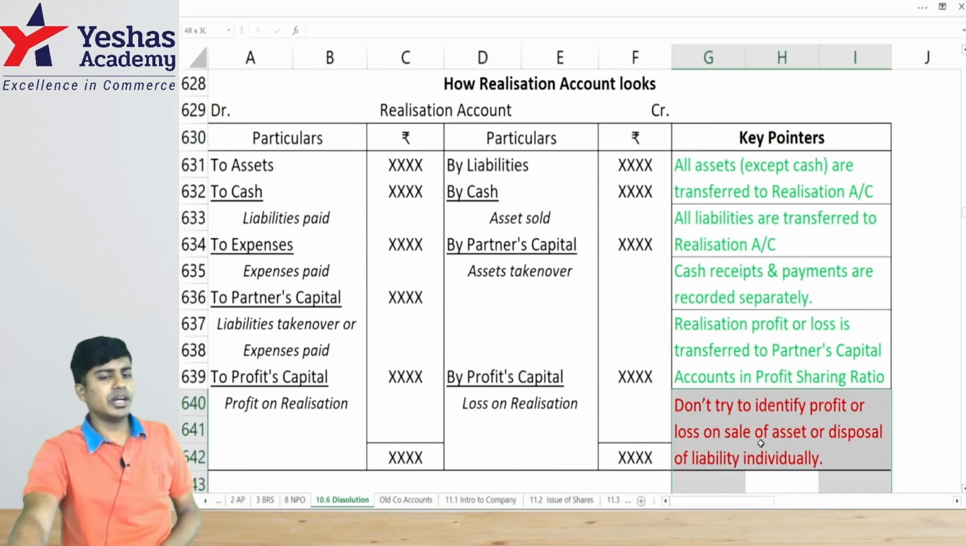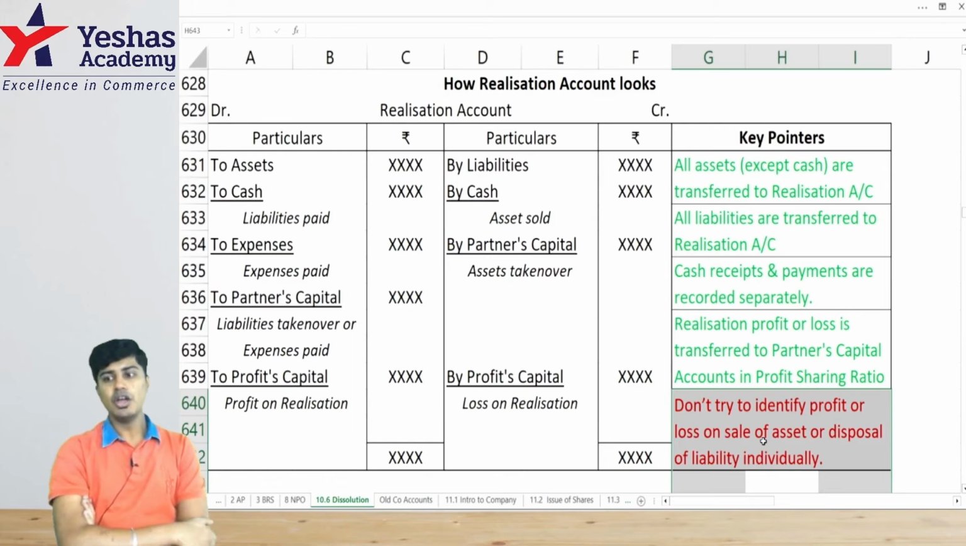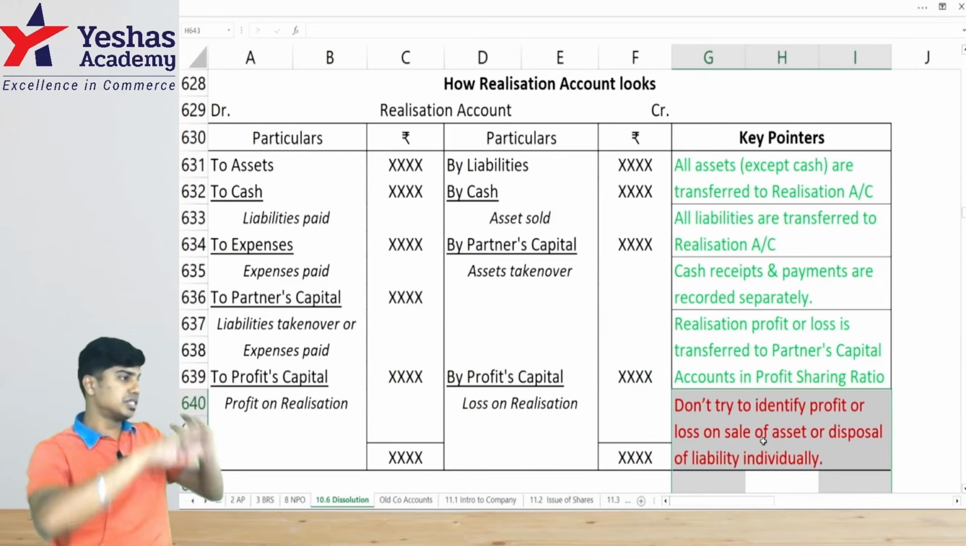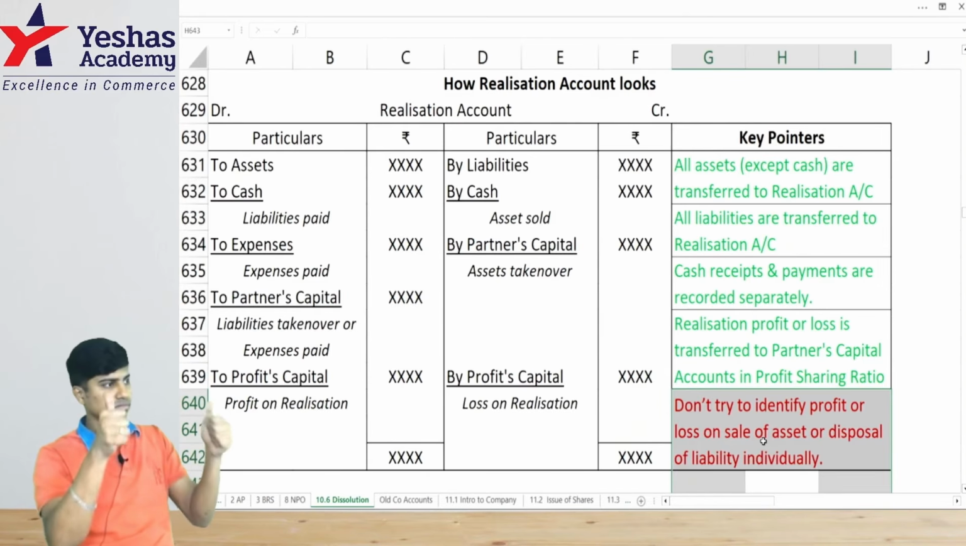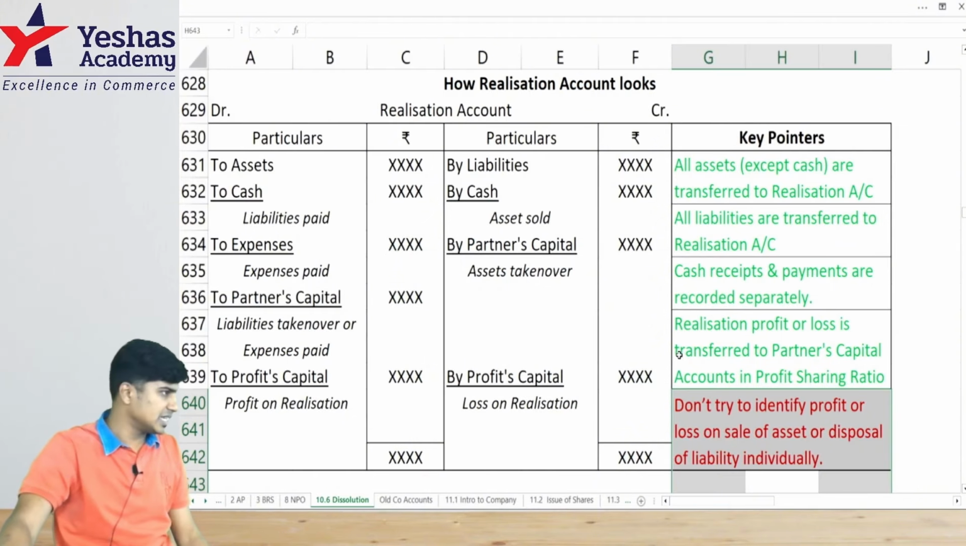Then don't try to identify profit or loss on sale of assets or settlement of liabilities individually. Profit or loss for the entire realization process is identified as a lump sum, the whole amount at once. I hope everybody understood this. Fantastic. That's how you prepare your realization account.